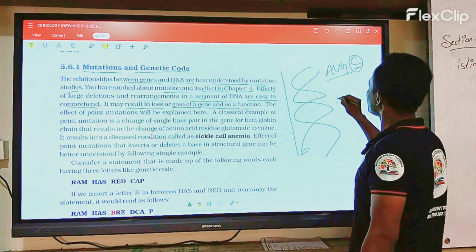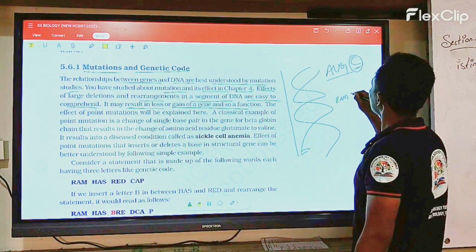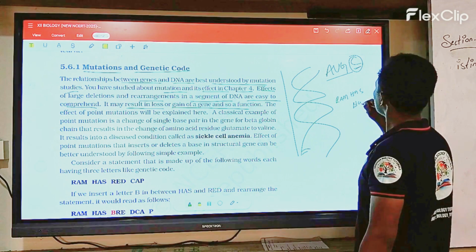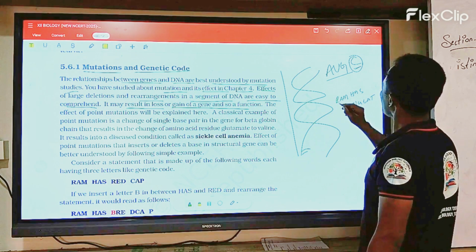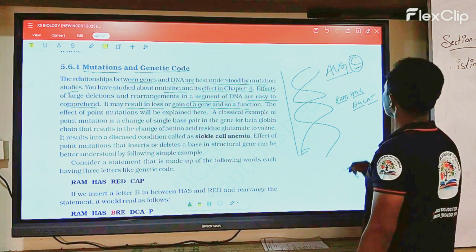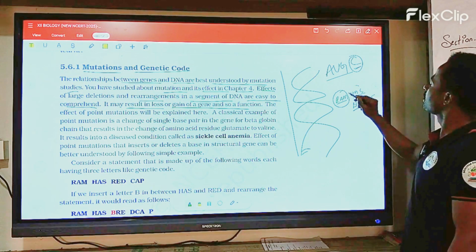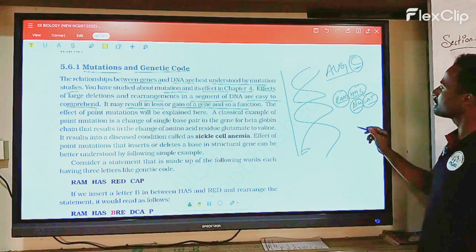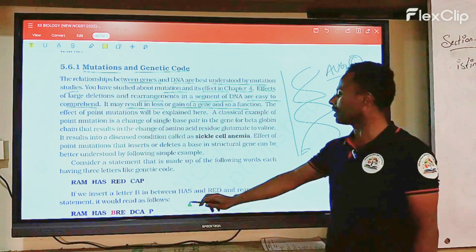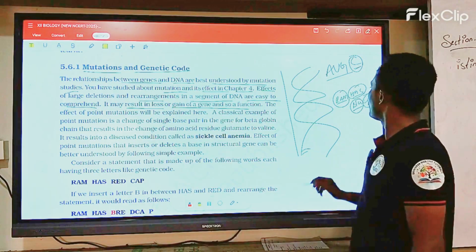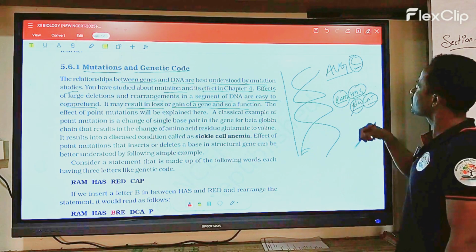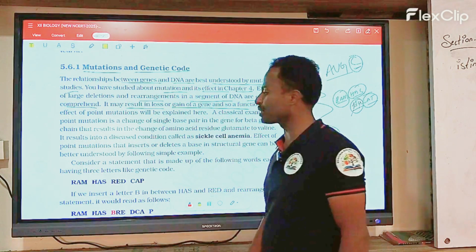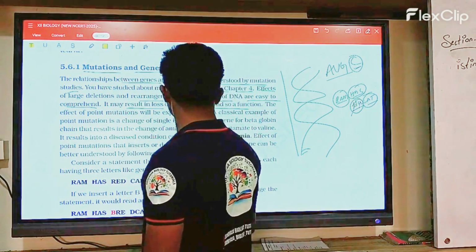For example, here they have given the sentence "Rom has big cat." Here 3 codons are present. In these 3 codons, if you remove one by one, first you remove B, then you remove I, then you remove G, then what happens? Mutation takes place. They have also given that clearly.